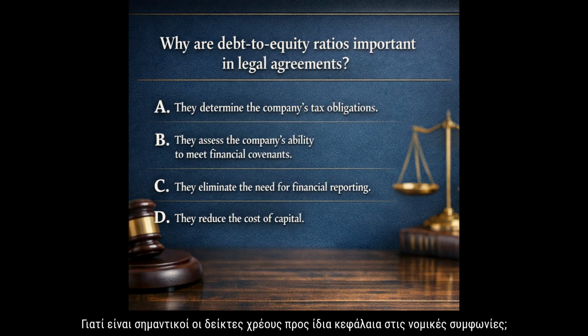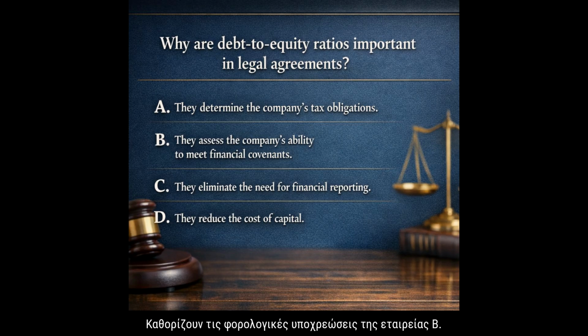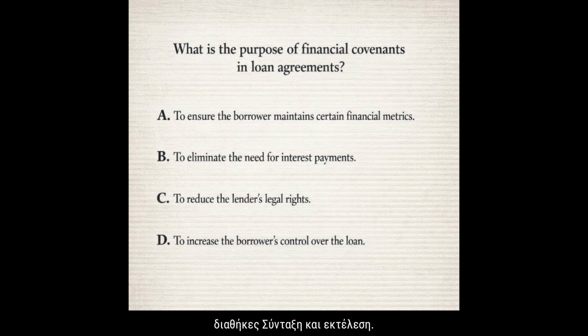Why are debt-to-equity ratios important in legal agreements? A. They determine the company's tax obligations. B. They assess the company's ability to meet financial covenants. C. They eliminate the need for financial reporting. D. They reduce the cost of capital. Lesson 35. Financial covenants, drafting and enforcement.